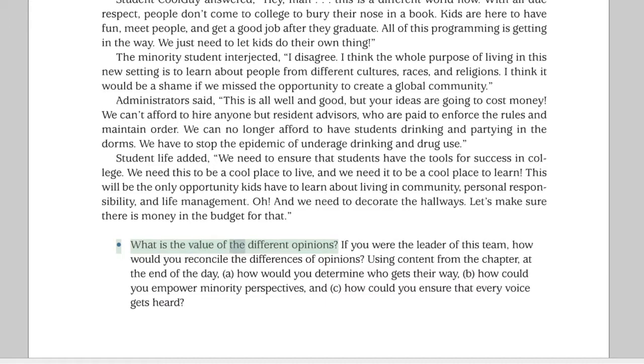What is the value of the different opinions? If you were the leader of this team, how would you reconcile the differences of opinions? Using content from the chapter, at the end of the day: A. How would you determine who gets their way? B. How could you empower minority perspectives? And C. How could you ensure that every voice gets heard?